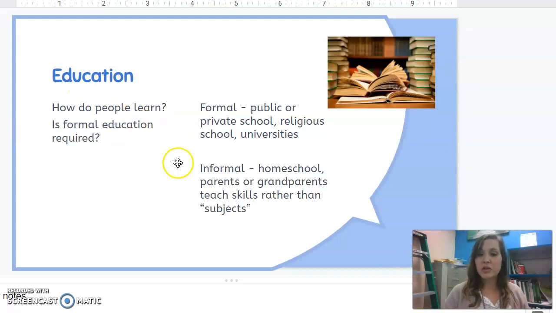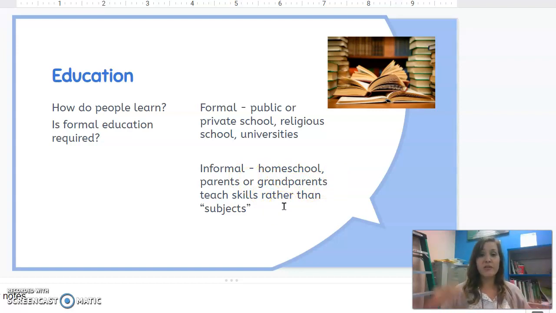The next one is education. It could be formal. So formal would be like you go to a specific location at a specific time, such as a public, private, or religious school, or a university or college. Or informal, so it might be a homeschool. Or if you are someone who chooses to have a traditional economy where people are farming and trading items, it could be parents or grandparents that teach skills rather than subjects.